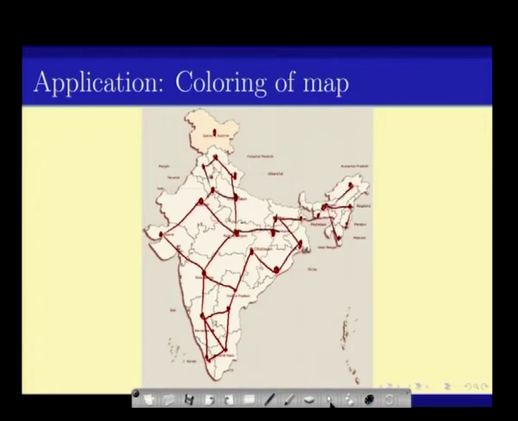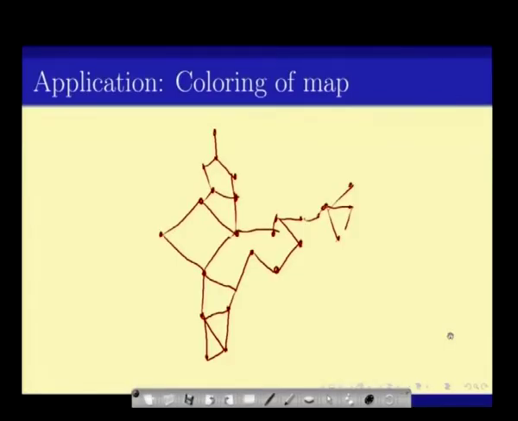Now, once we are done with this, we have a graph and we can throw away the map. Let us see what happens once we throw away the map. We get a graph like this, and all we need to know now is how to color each of these vertices with different colors, so that no two adjacent vertices have the same color. The reason is obvious, because two adjacent or neighboring vertices share a common boundary. So, we do not want to have them the same color. We want to color them differently.